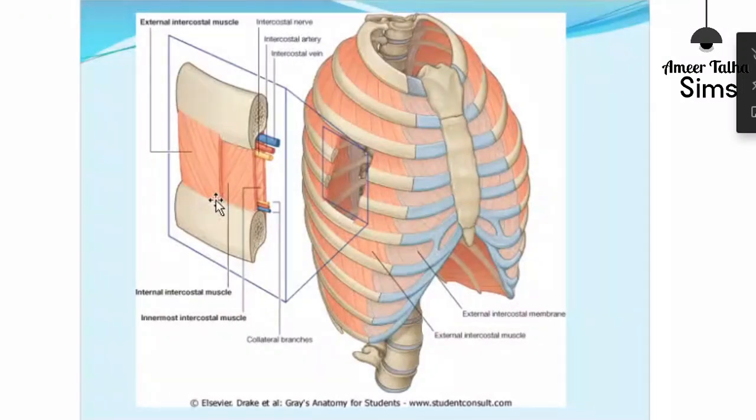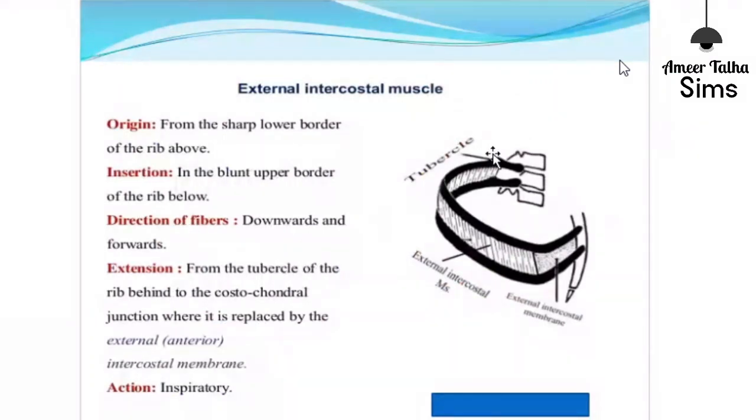And the extent of the external intercostal muscle is from the tubercle of the rib behind to the costochondral junction anteriorly, and after the costochondral junction it is replaced by the external intercostal membrane at this level. Beta, external intercostal membrane, also known as anterior intercostal membrane. This one. After the costochondral junction, external intercostal muscles are replaced by the anterior intercostal membrane.